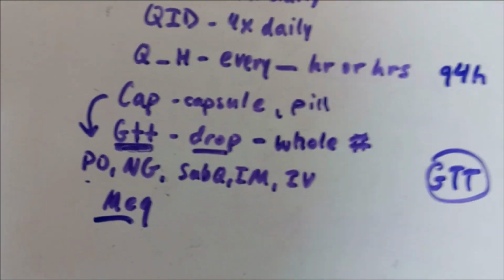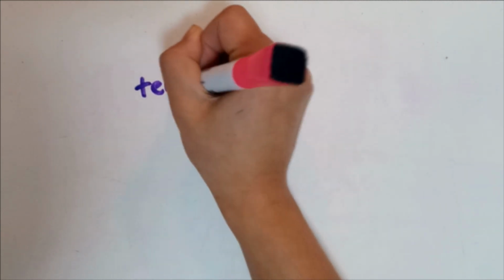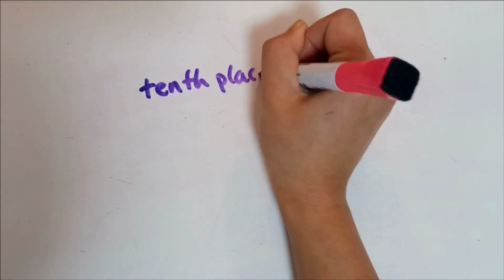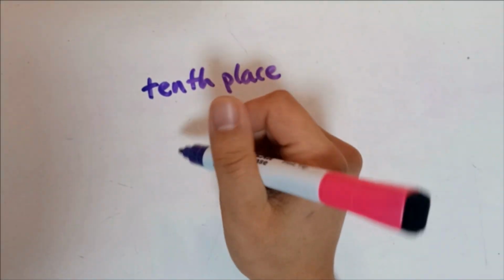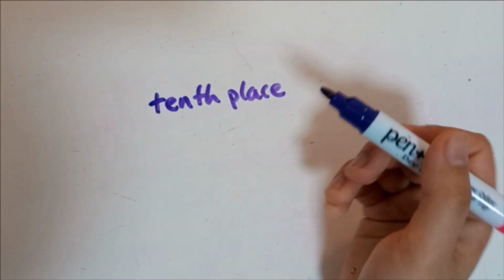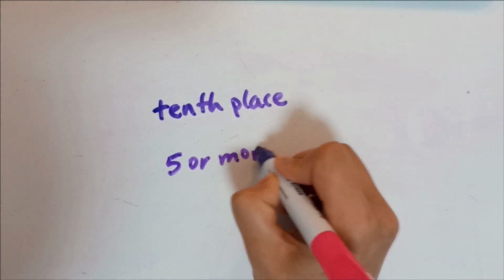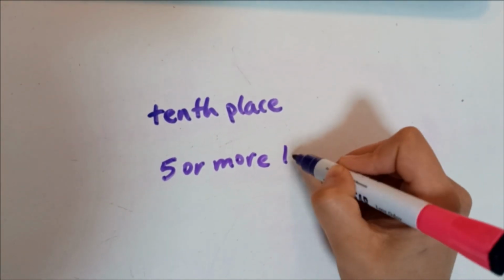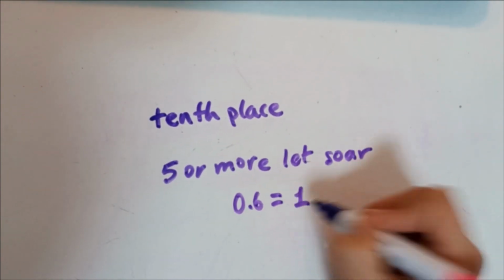So the next thing I'm going to do is talk about how to round on this exam. Every school is different, so you have to follow your school's rules. But for ours, you round to the 10th place using the normal rule. So if it's 5 or more, you let it soar. This is my little mnemonic to remember. So if it's like 0.6, it would become 1, right?